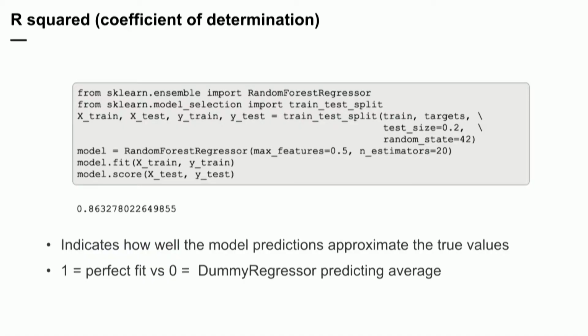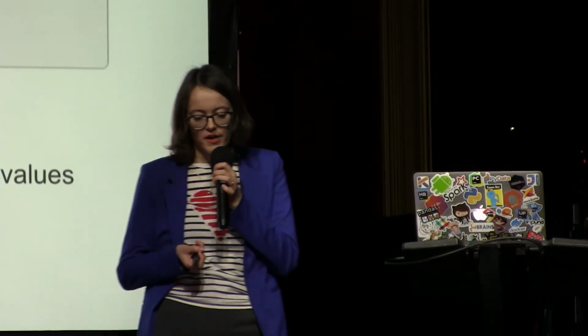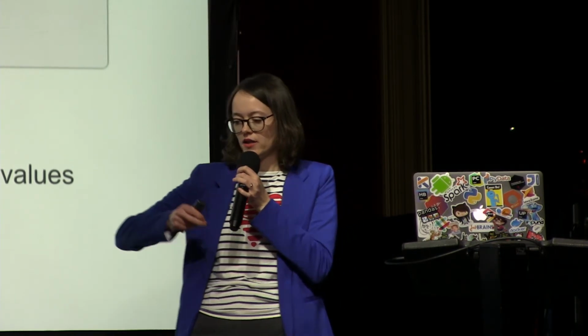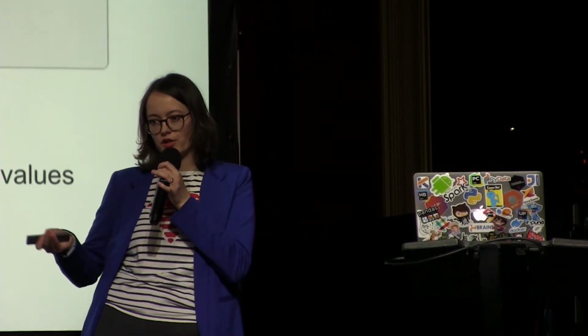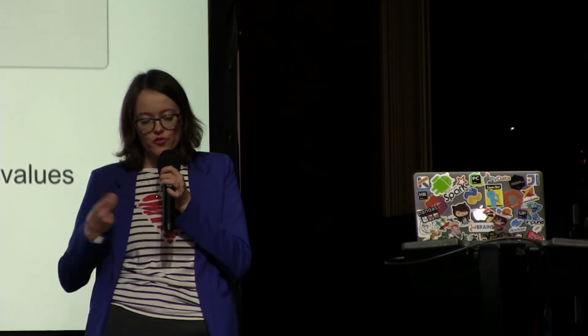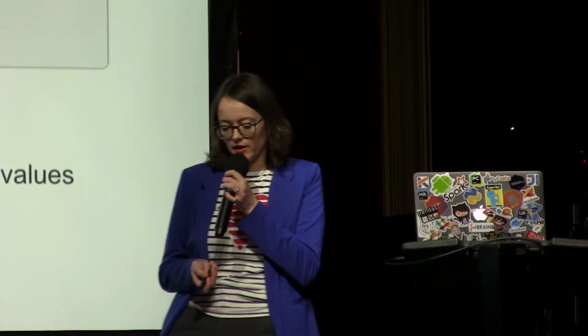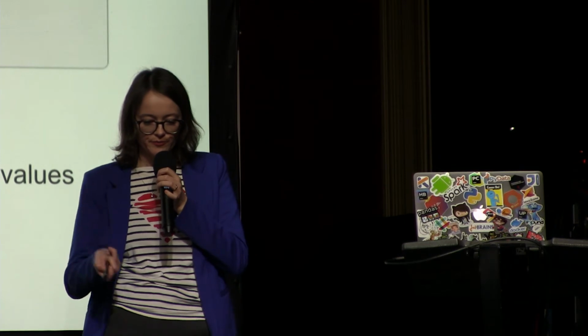One, which is the default metric that you can get for scikit-learn regressors through the score method, is called R-squared, or coefficient of determination. And it's conceptually similar to accuracy, so it is a value that does not depend on the units of the target value, and it gives you an idea of how close the model predictions approximate the true values, where 1 is the perfect fit and 0 is the R-squared of a dummy regressor predicting the average.